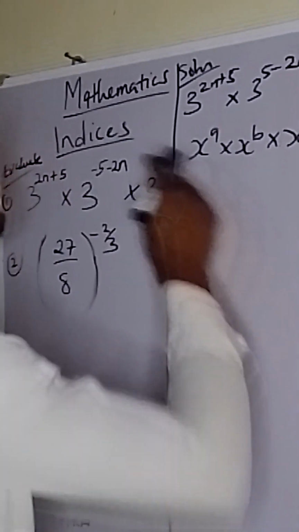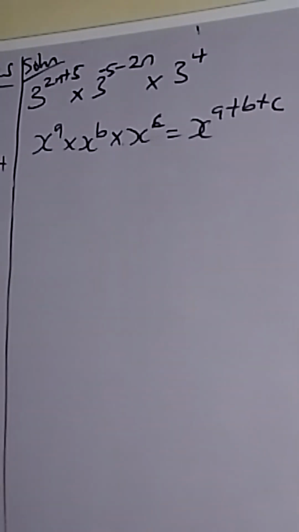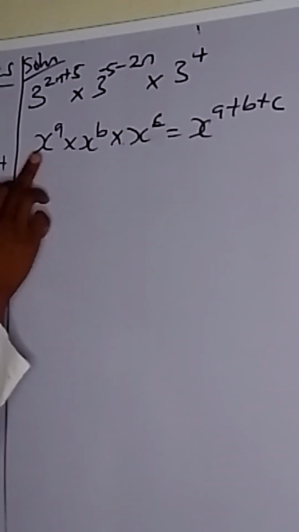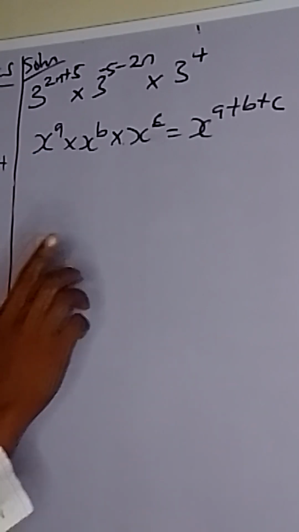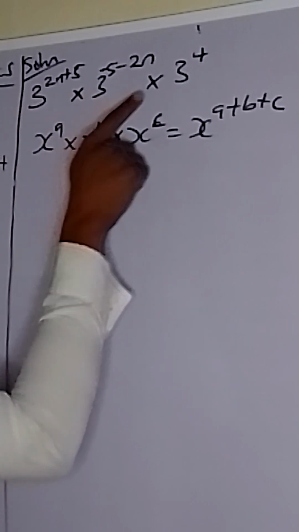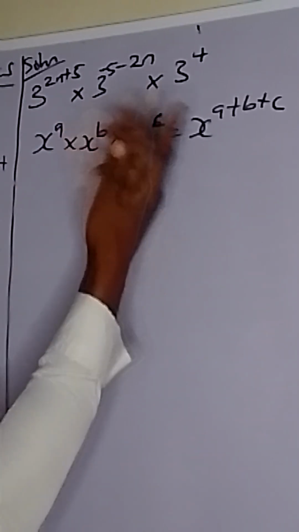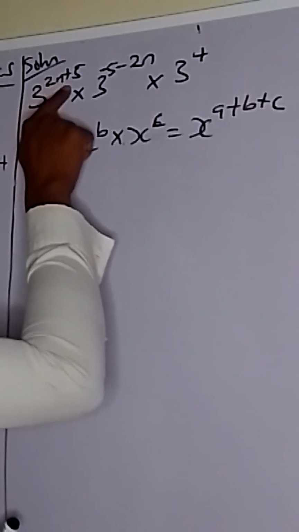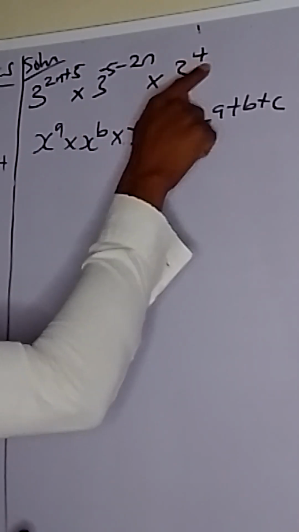We take number 1, 3 raised to the power 2n plus 5 times 3 raised to the power minus 5 minus 2n times 3 raised to the power 4. We recall the law of indices. Then it was only 2, but I extended it to 3 here because we have 1, 2, 3. And so it can continue even if it's 4. You keep extending. The law still holds. So 3 is our x, this is the power a, this is the power b, and this is the power c.